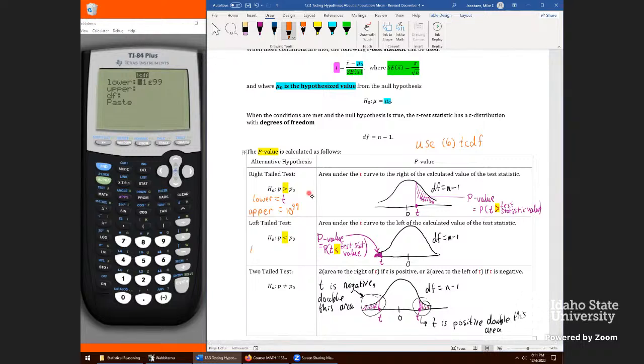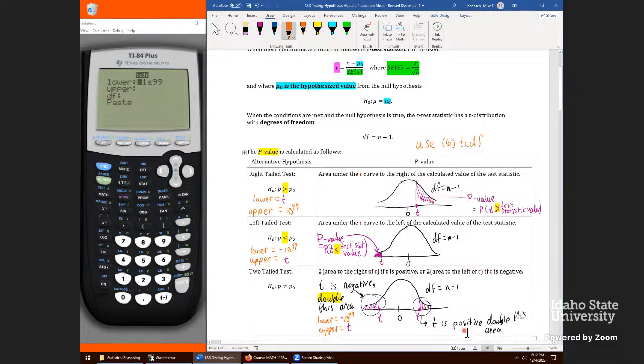So for the left tail test, your lower will be equal to negative 10 to the 99. Your upper on this one will be the test statistic T. And this one's a little bit more complicated because it'll depend. If your T is negative, then your lower equals negative 10 to the 99, and upper would be the test statistic T. But the biggest thing to worry about is you have to double that area. So you'll get a value from the calculator, multiply it by 2, and you're in good shape.